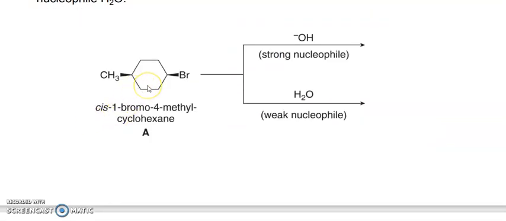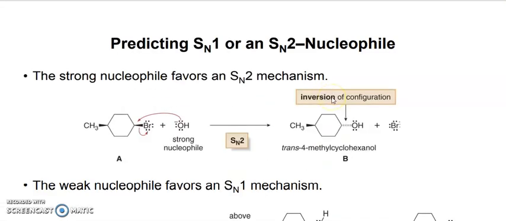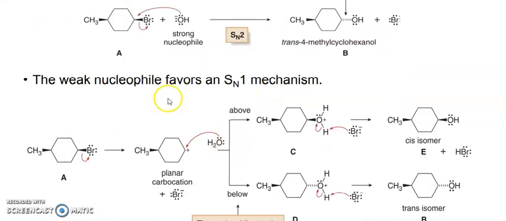So you can see cis-1-bromo-4-methylcyclohexane with a strong nucleophile and a weak nucleophile. Now predicting Sn1 and Sn2 reactions. The strong nucleophile favors an Sn2 reaction, you can see here. The weak nucleophile favors an Sn1 reaction, you can see here.